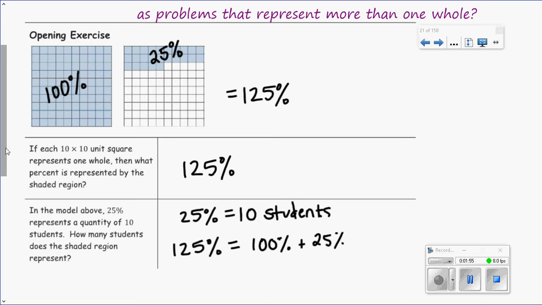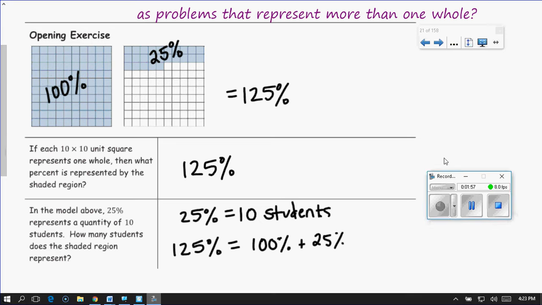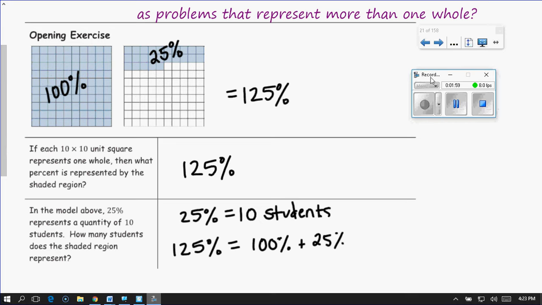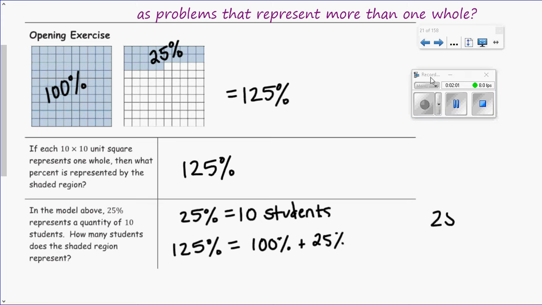Okay, you could also make a proportion. Now, I told you to put 100% on the bottom, but in this one, they're not really asking for 100%, they're asking for 125%. But the good thing is you can still solve using 10 students being 25% and then solving for x for 125. So you can do it either one of those ways.